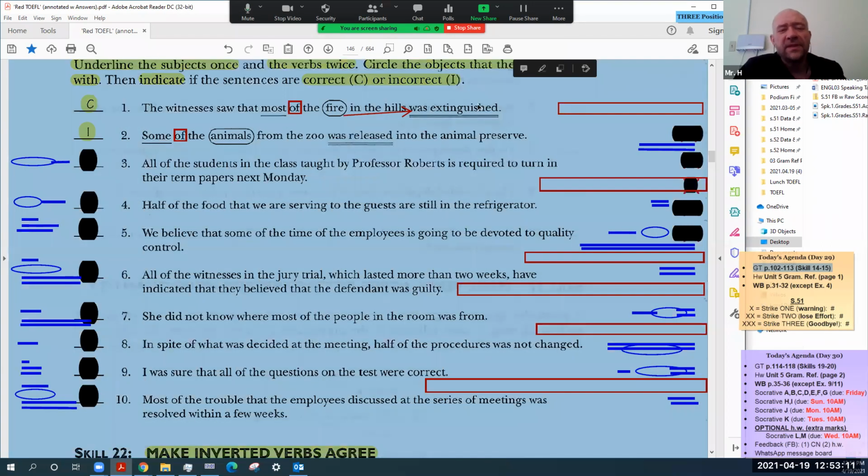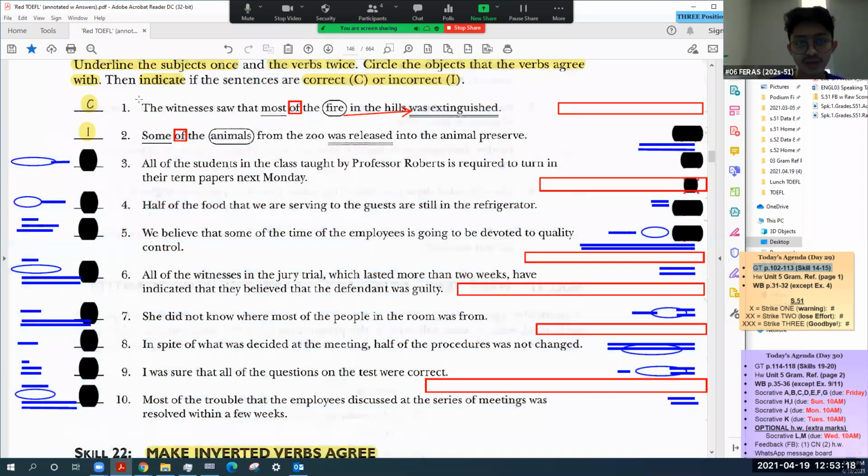Now, in this sentence, do you see another subject and another verb? Witnesses. Yeah. So we have another clause, right? You've got the witnesses, the first subject, saw, the first verb, then a connector, and then another subject and another verb. Do you understand?